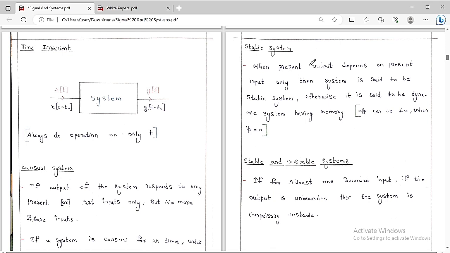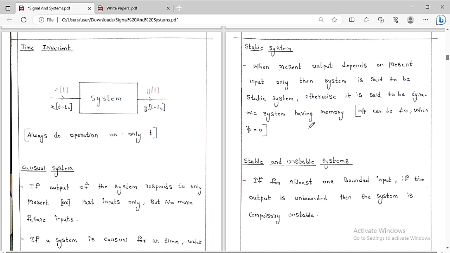What is the meaning of dynamic system? A dynamic system is one where the present output depends upon the past values of the input. So a static system means the present output depends on the present input only. Otherwise, it is said to be a dynamic system. It has memory, so the output can be not equal to 0 when the input is equal to 0.